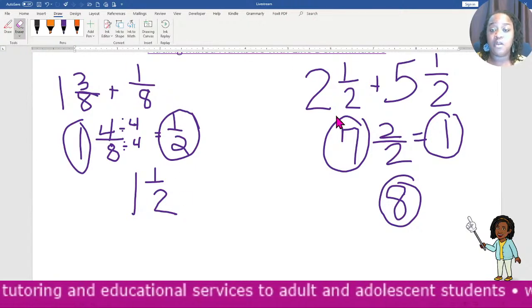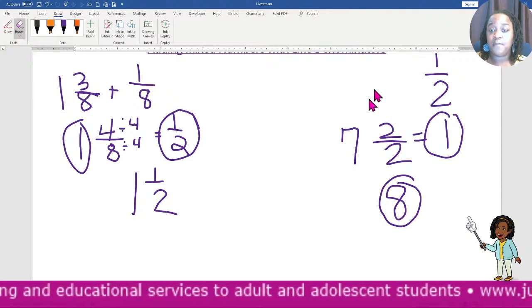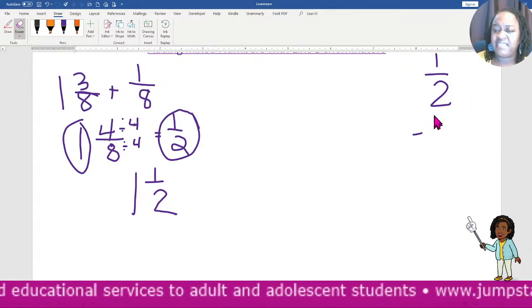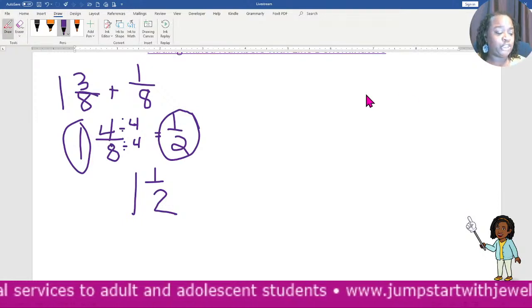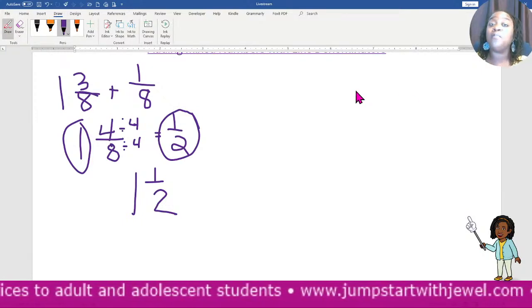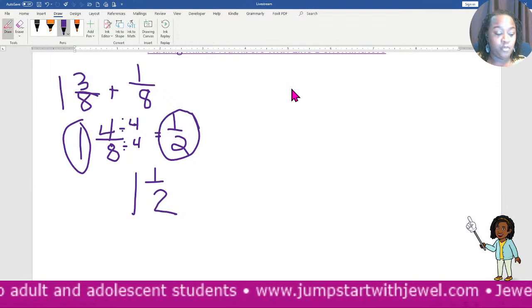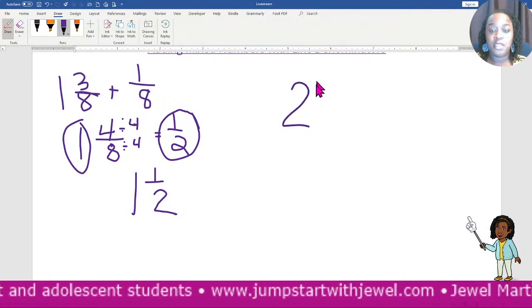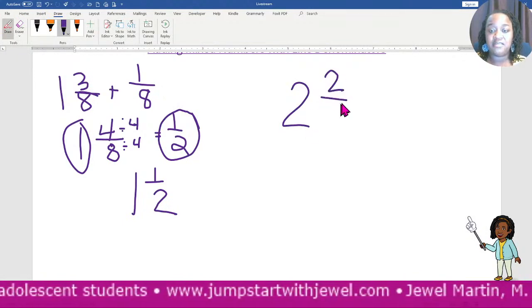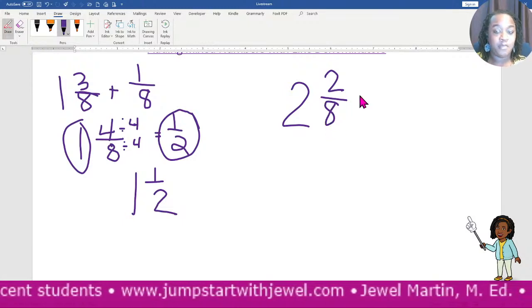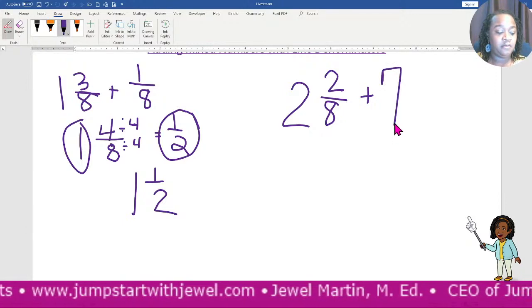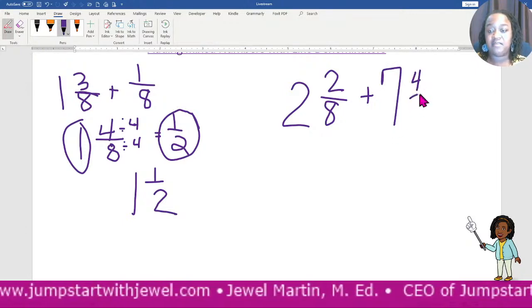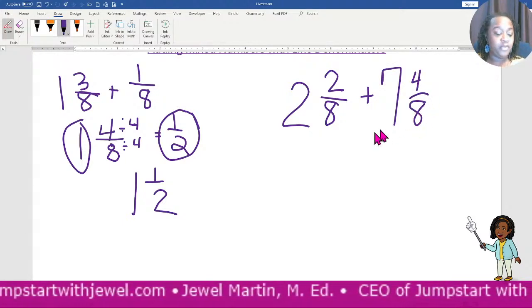Let's do one more. And that's where some of it gets a little tricky with mixed numbers, how you can reduce the fraction, but the whole number stays the same. Let's do one more. 2 2/8 plus 7 4/8. So here we go again.